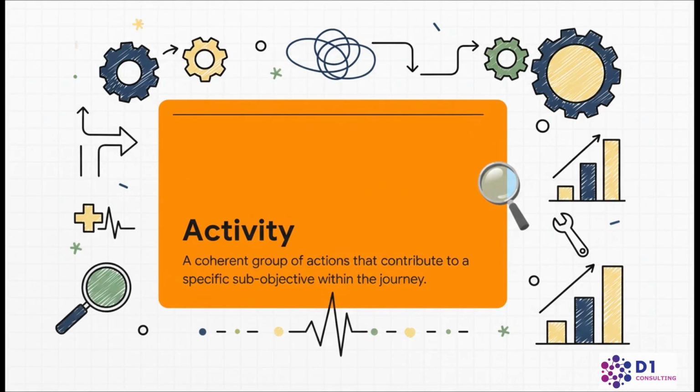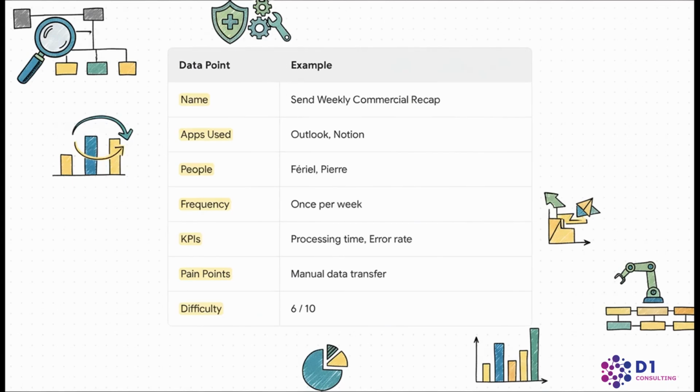So for example, if our journey is sales, a specific activity inside that journey might be send the weekly commercial recap. And this is where it gets really powerful. Look at this. We're not just guessing anymore. We start collecting structured data. For every single activity, we're documenting everything. Who's doing it, what tools they're using, how often it happens. And, this is the important part, what are the actual pain points? What are the KPIs? We even rate how difficult it is. This is how you turn those vague feelings of, this is so frustrating, into actual, concrete, measurable data.